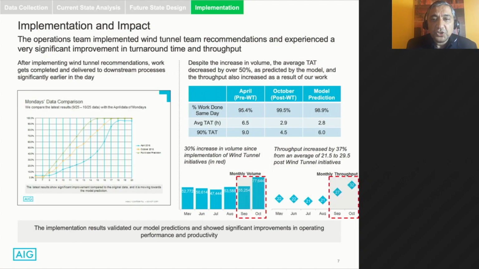We were sort of hoping to achieve that. And when we ran the pilot, you can see the numbers, the average was actually quite close. And in fact, the 90th percentile TAT was even better than what we were expecting. And this happened while the monthly volumes, which you can see below in the September-October timeframe, had actually gone up by over 20%.